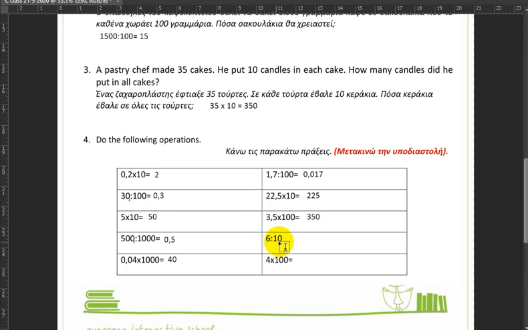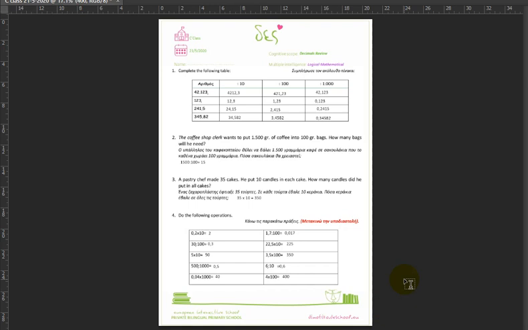Next, we have 6 divided by 10. The decimal point is here. It moves 1 place to the left. It becomes 0.6. Lastly, we have 4 times 100, which makes 400. No decimal points required. That's the entire exercise.